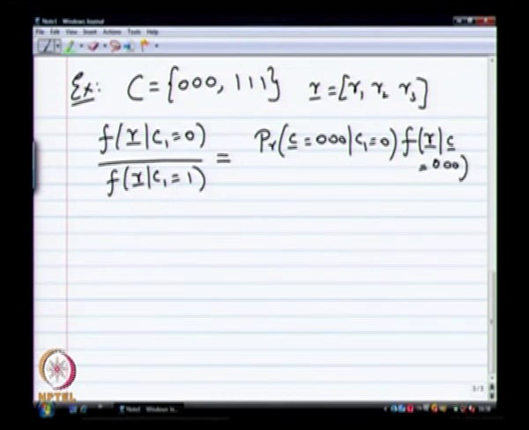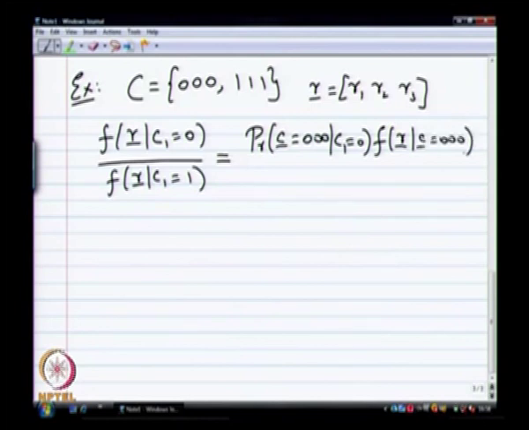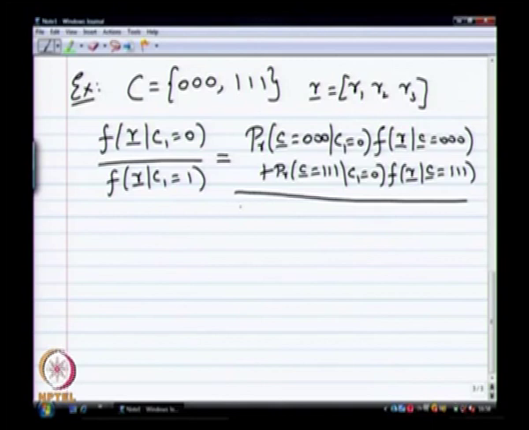That is how you write the numerator. From C1 you go to C, because C1 is 0, C is constrained. Let me write down the whole thing, then we will see how it works. The best way of writing it is: probability that C equals 0 0 0 given C1 equals 0 times f of r given C equals 0 0 0, plus probability that C equals 1 1 1 given C1 is 0 times f of r given C equals 1 1 1. And then in the denominator you write a very similar expression.